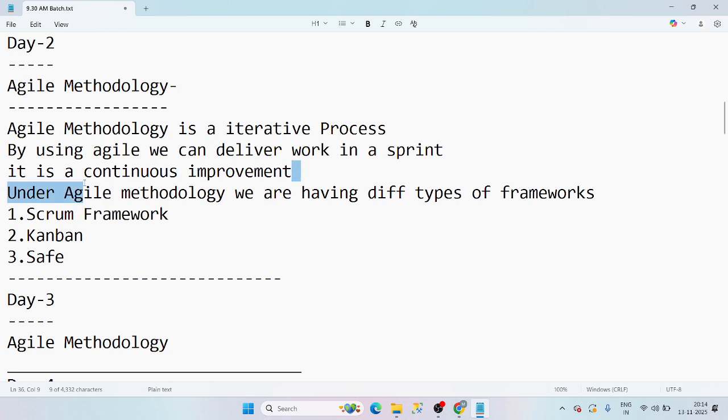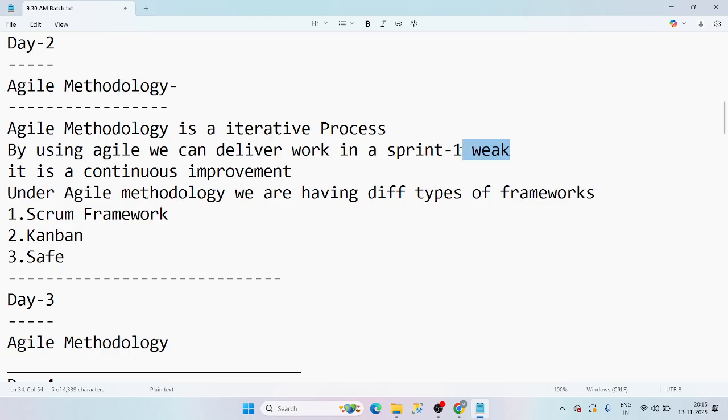And what is meant by continuous improvement? I told you here we are working sprint-wise. Just consider the sprint length is 1 week. In running, the sprint length is 100 meters, but here our sprint length is 1 week. That means we are working for 1 week, with an iterative process. Every day we are working. Saturday and Sunday are holidays, we are not working. 5 days we are working and completing some work.